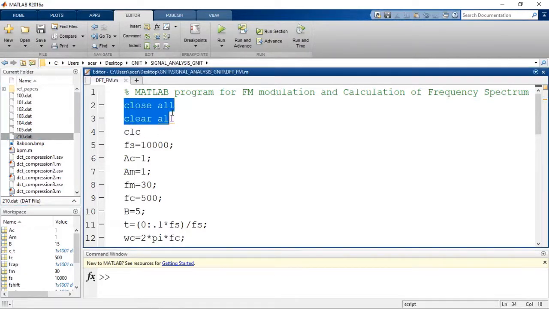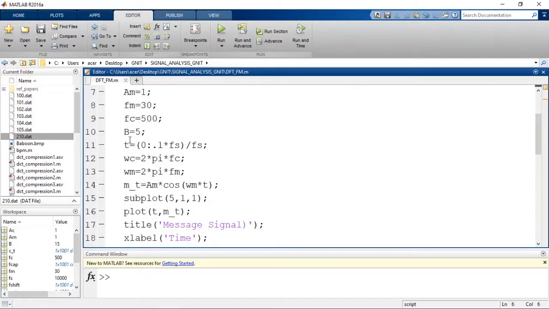We use close all, clear all, and clc to clear the command window. We are taking 10,000 samples, fs equal to 10,000, and we set the parameters of the carrier and message. The amplitude of the carrier Ac is 1, the amplitude of the message signal Am is 1, the frequency of the message signal is 30 Hz, and the frequency of the carrier signal is 500 Hz. Then beta, the modulation index, is taken as 5.